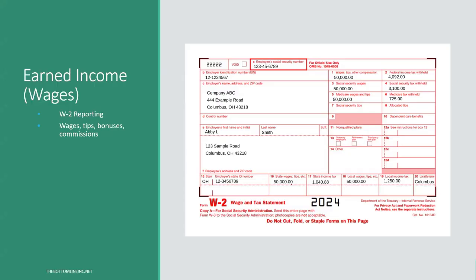So you're going to have state wages, state income tax, local wages. If we're in Philadelphia, we pay local income tax, and then the locality name. And this is pretty much a W-2. So the W-2 reports wages, the tips, if we get tips, and bonuses are all in these wages. And we're going to get a little more in depth with the W-2 because the W-2 also tells us more information.